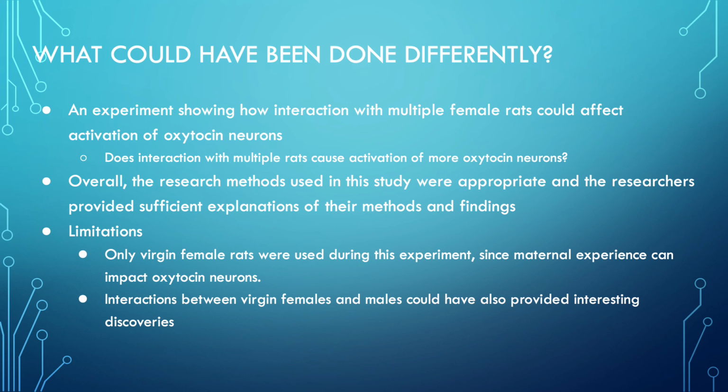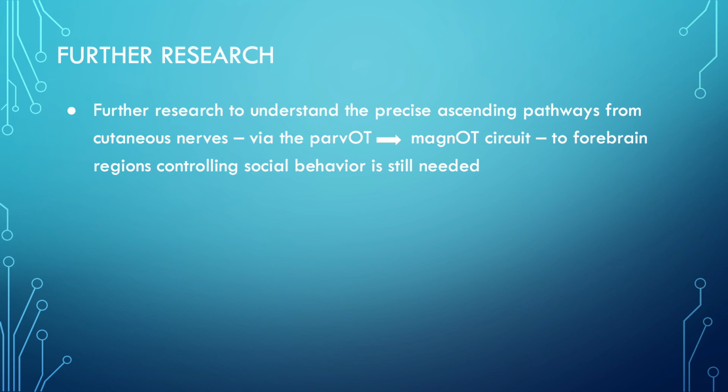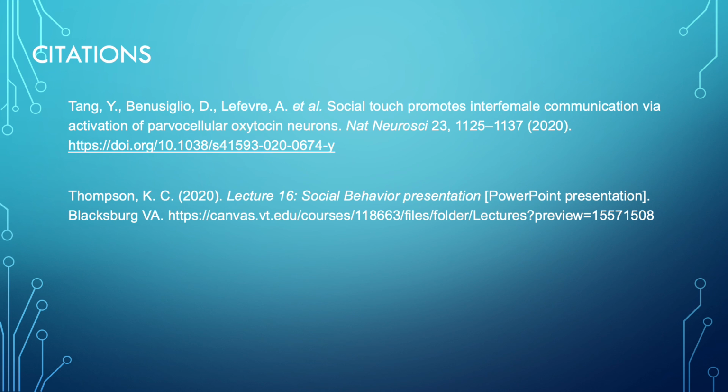Limitations. Only virgin female rats were used during this experiment. Since maternal experience can impact oxytocin neurons, it would be interesting to see how that could affect these experiments. Interactions between virgin females and males could have also provided interesting discoveries. Further research to understand the precise ascending pathways from cutaneous nerves via the parvocellular oxytocin to magnocellular oxytocin circuit to 4 brain regions controlling social behavior is still needed. This slide includes citations.